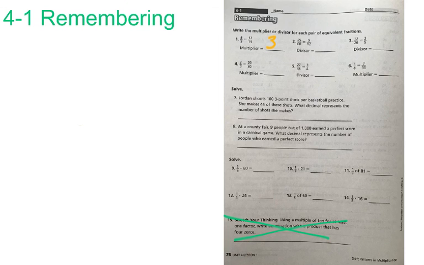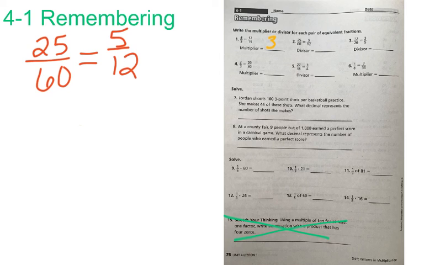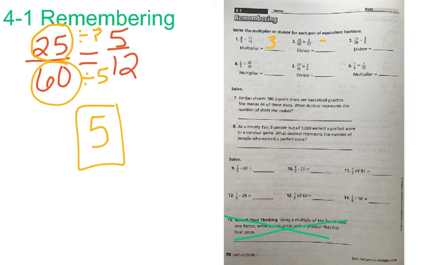Go ahead and look at number 2. We have 25/60 is equal to 5/12. And this one, we're looking for the divisor. And what that means is we have to look at our original fraction, the numerator and the denominator, and we have to ask ourselves, what do we divide these by to get the second fraction? 25 divided by what is equal to 5? Well, I know 25 divided by 5 is equal to 5. And then 60 divided by 5 is equal to 12 as well. So our divisor is 5.